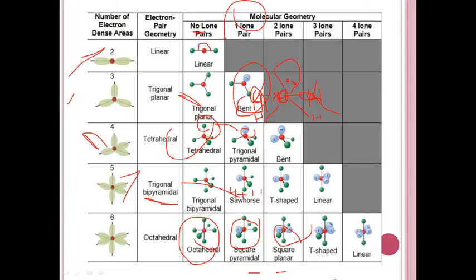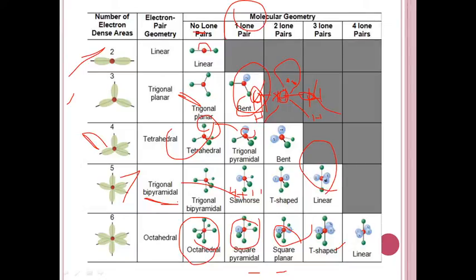If it is 3 bond pair and 3 lone pair, it is T-shaped. Last one is linear. So you see this last column. If you have 2 bond pair and enough number of lone pairs: with 2 bond pair alone, it is linear. If you have 2 bond pair and 1 lone pair, it is bent. If you have 2 bond pair and 2 lone pair, it is also bent. But if you have 2 bond pair and 3 lone pair, it is linear. Though you have lone pair here, it is linear.